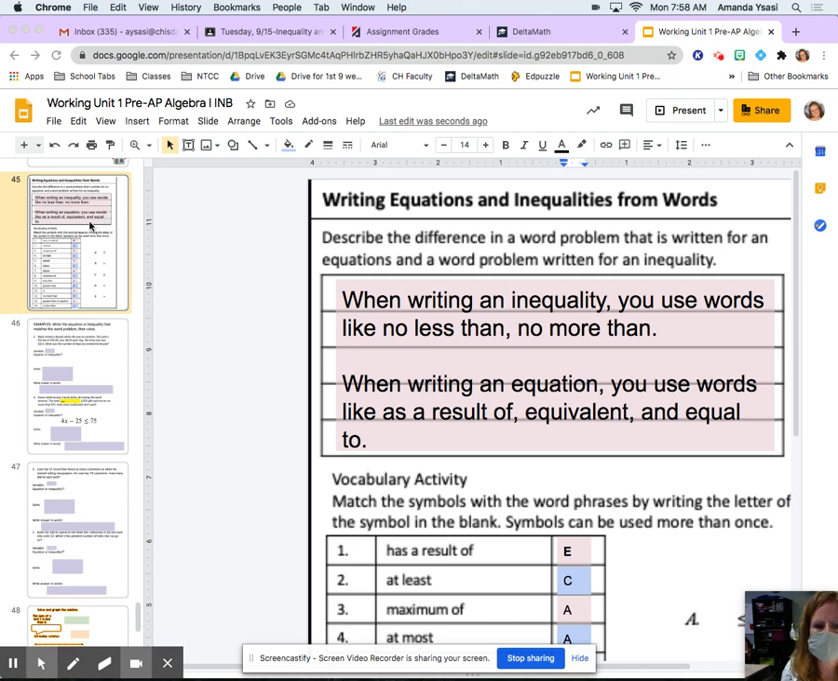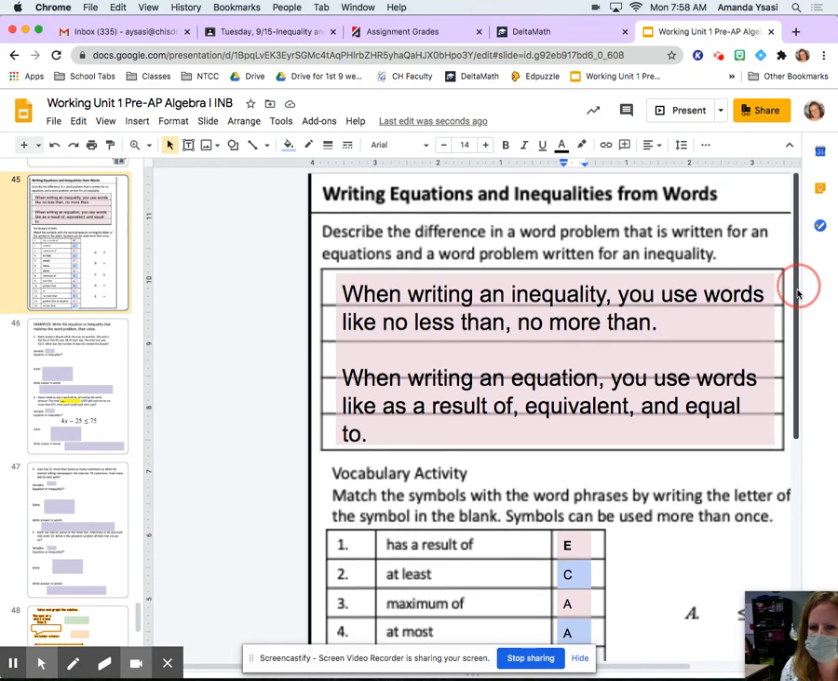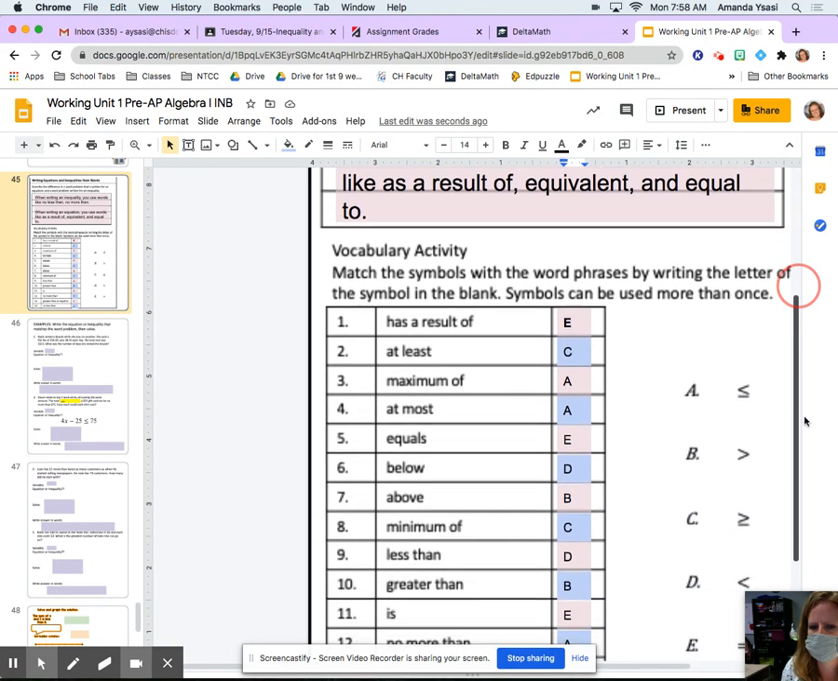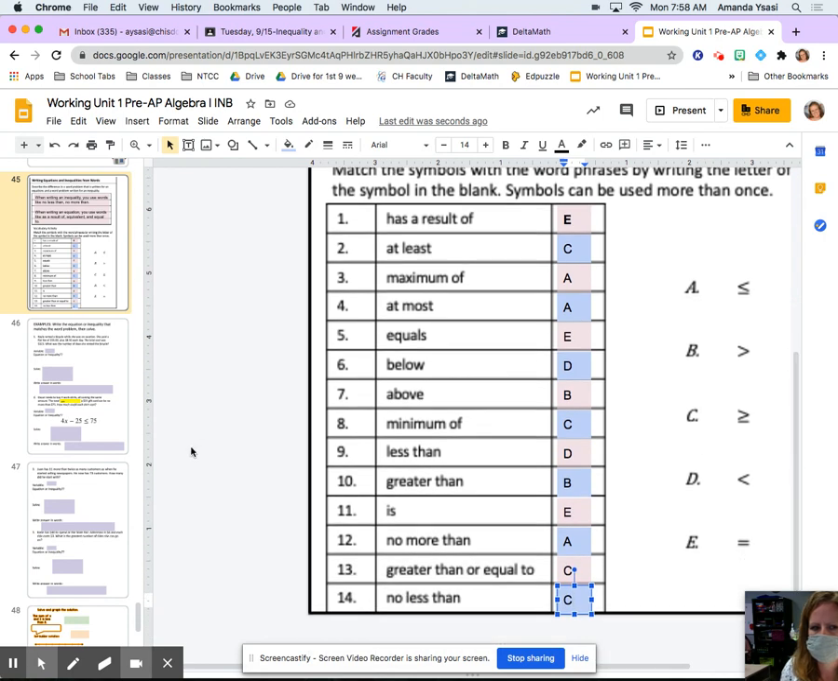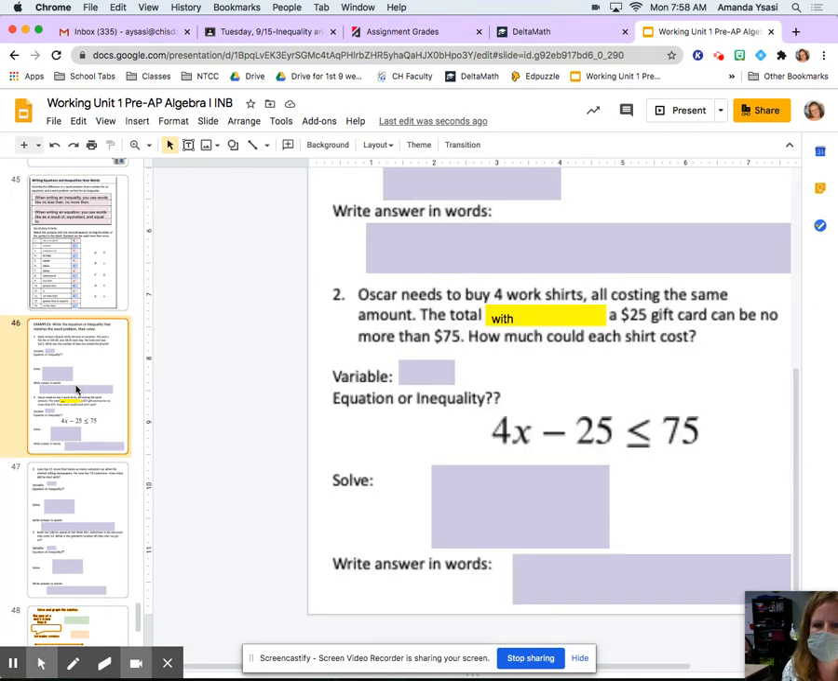Okay, so we are looking over slides 45 through 48. Here is 45. So you can pause it to double check yours if you need to. Okay, so we are going to go on to slide 46. And I changed number 2 because it didn't really make sense without the gift card. So I put the total with a $25 gift card can be no more than $75.